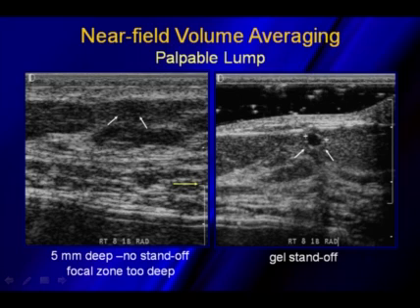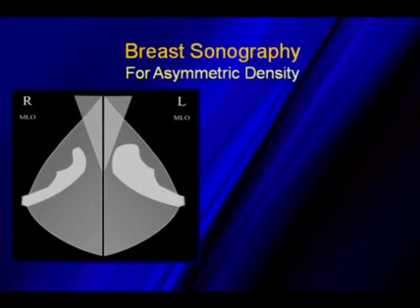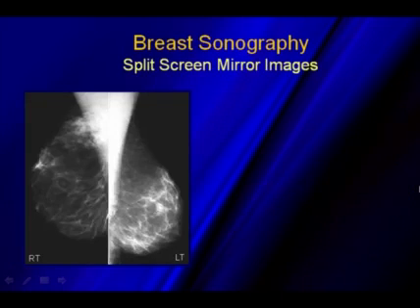So remember, elevation plane focus, where's the beam focused the narrowest, and be sure and keep your focal zones moved to where the area of interest is that you're looking at. Split screen imaging. This is when we're comparing right side to left side. So with mammography, what we're looking for a lot of times is any asymmetric tissue density. And on ultrasound, if there's asymmetric tissue density, we want to do mirror image split screen images comparing the right to the left side.